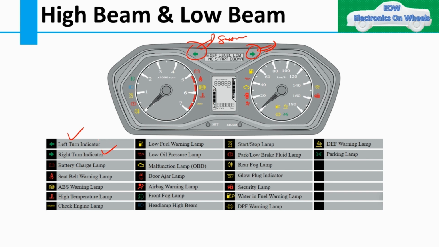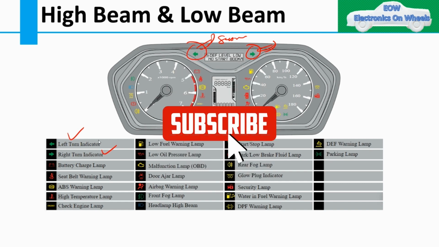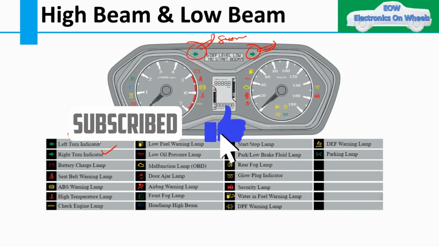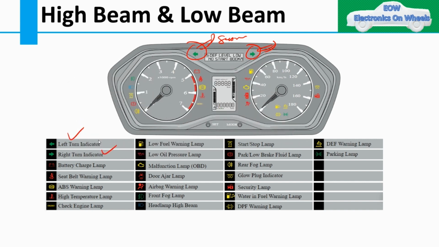This is nothing but, as you already know, if we have to go to the left side, then we give the left turn indicator. If we have to go to the right, then the right turn indicator. These indicators turn on when you are using your combination switch and giving that particular command through it. But today we will look at the high beam headlamp.